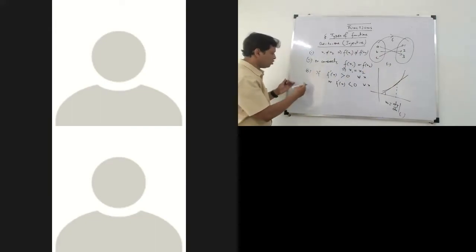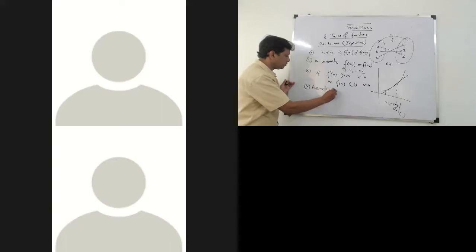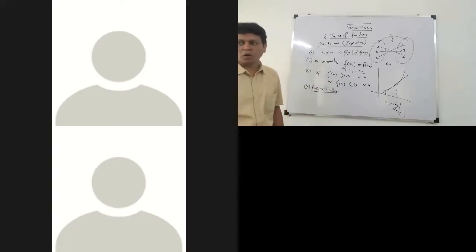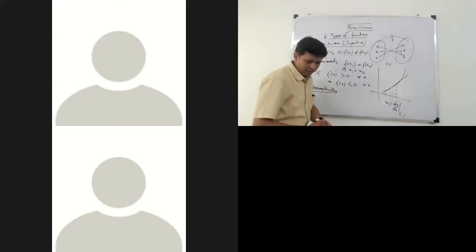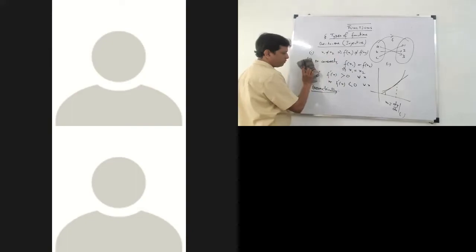Fourth one, geometrically. How will you prove geometrically that the function is one-to-one, without any calculation, without doing anything? If you know the graph, you can check it very clearly. Can I rub the previous one? Yes.